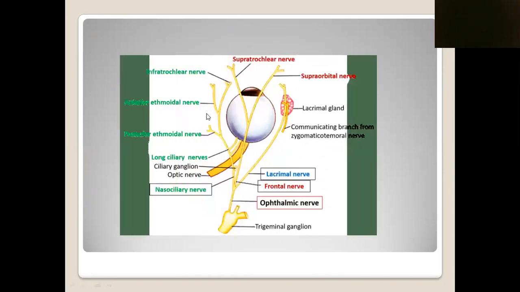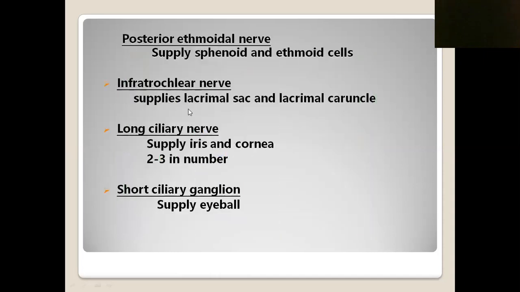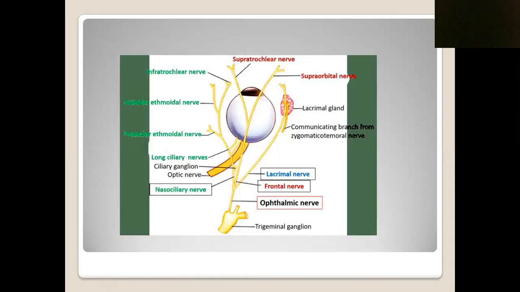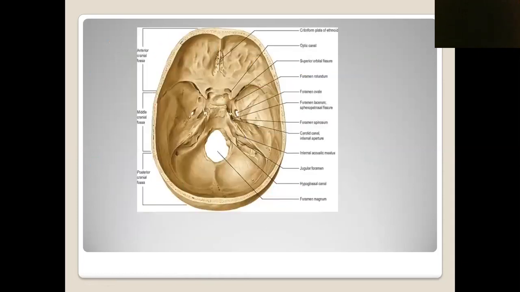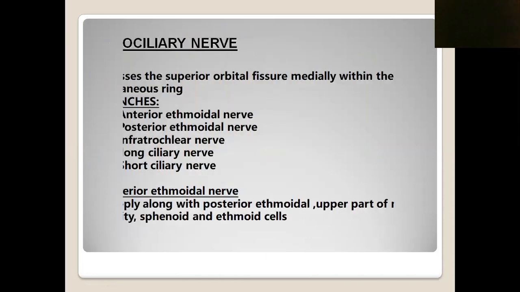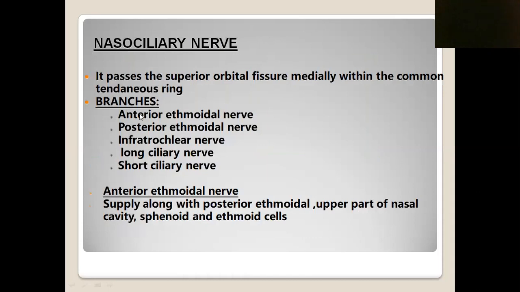There it gives some branches. What are the branches of this nasociliary nerve? Anterior ethmoidal, posterior ethmoidal, then infratrochlear, then long ciliary nerve, short ciliary nerve. Anterior ethmoidal nerve, posterior ethmoidal nerve, infratrochlear nerve, long ciliary nerves, and short ciliary nerves.